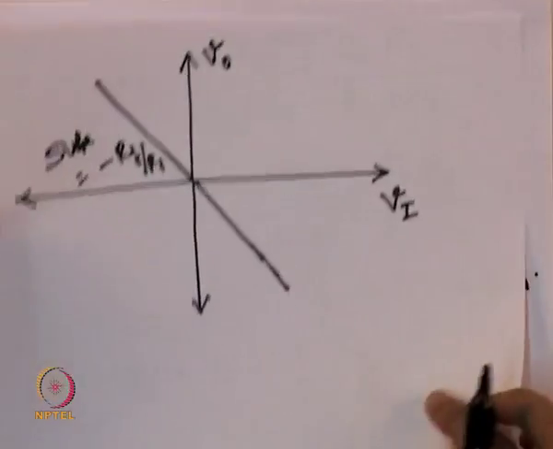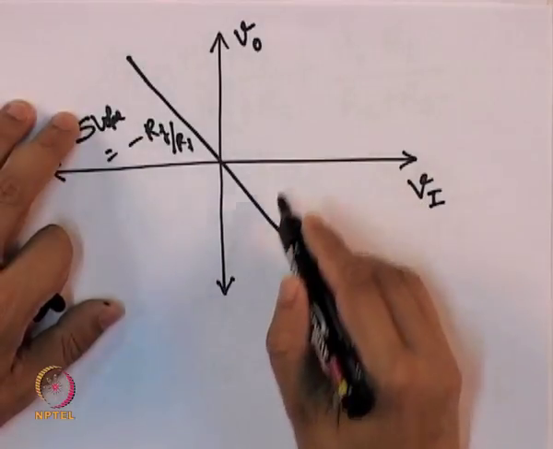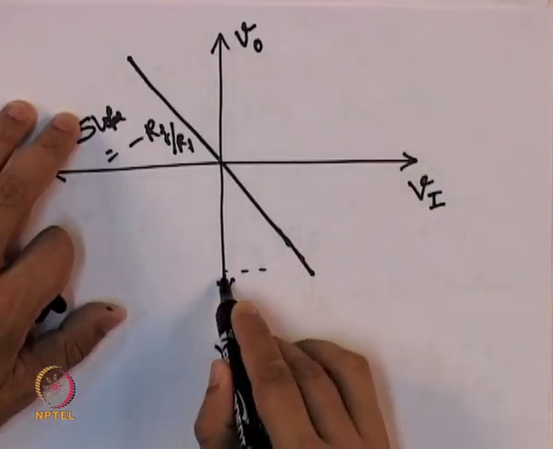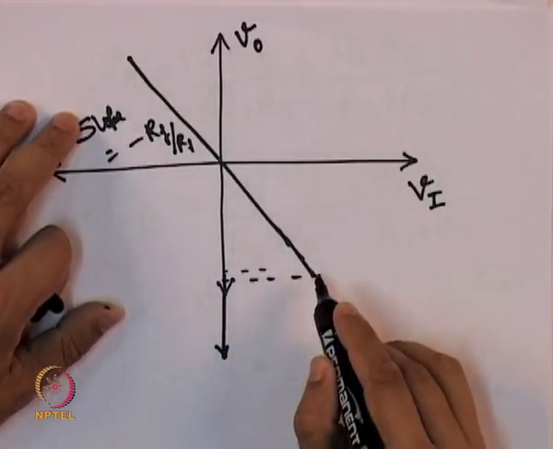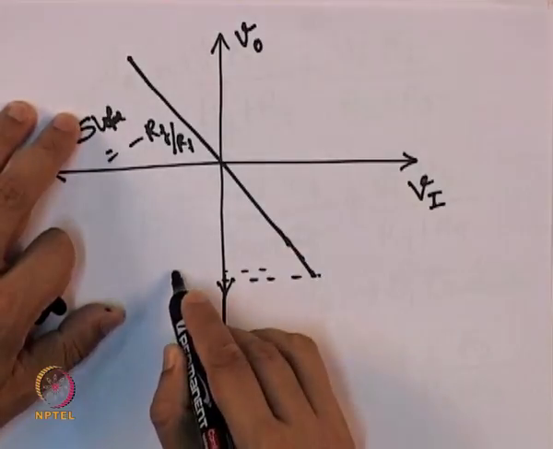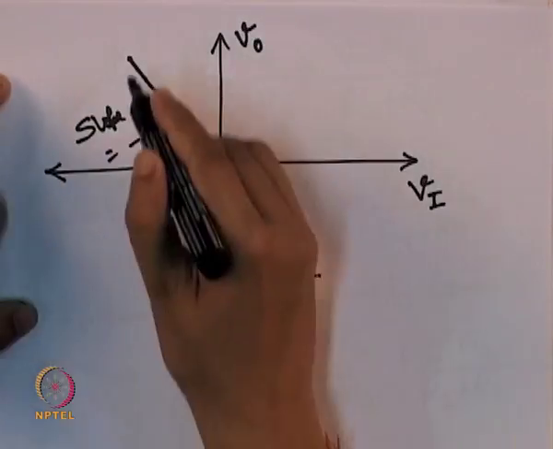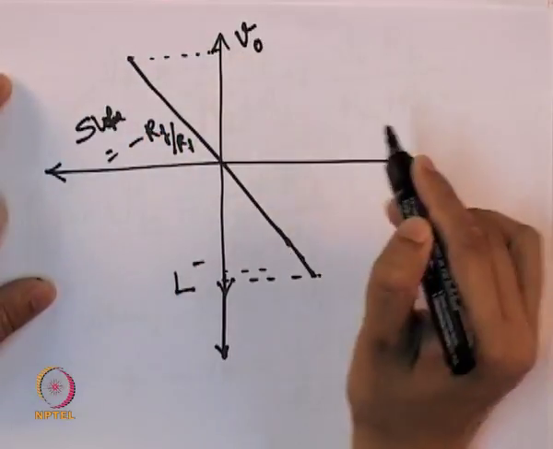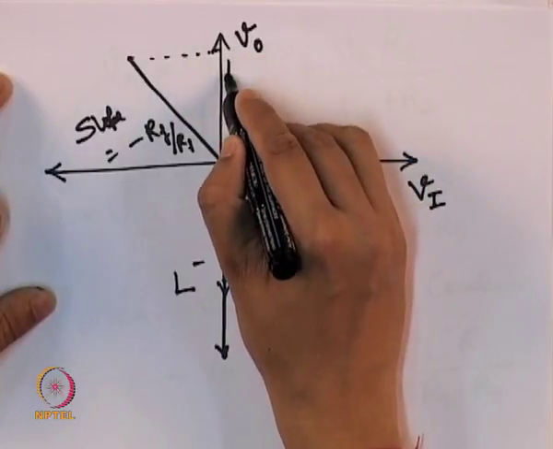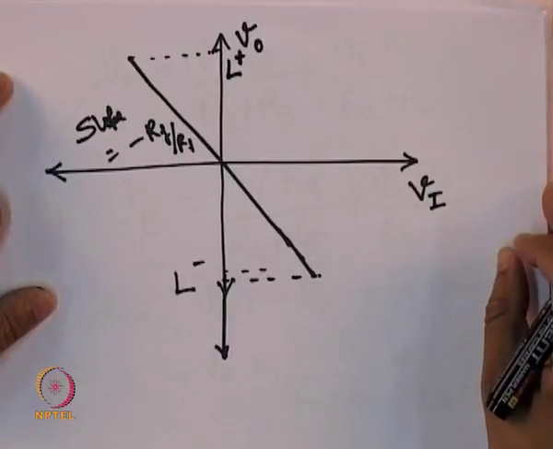So, if we go back to the graph once again, extend this a bit, there is a certain value of output voltage which I am calling L minus. Okay. At this output voltage, diode starts conducting. Similarly, when Vi becomes more negative, there will be another output voltage value which I am calling L plus, where diode D2 starts conducting. Okay.